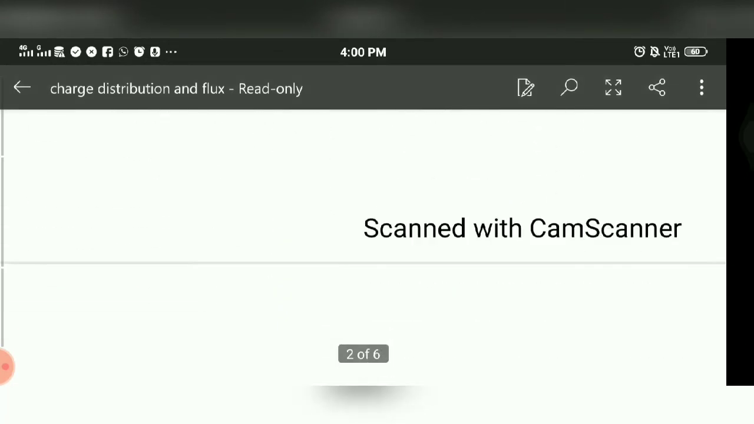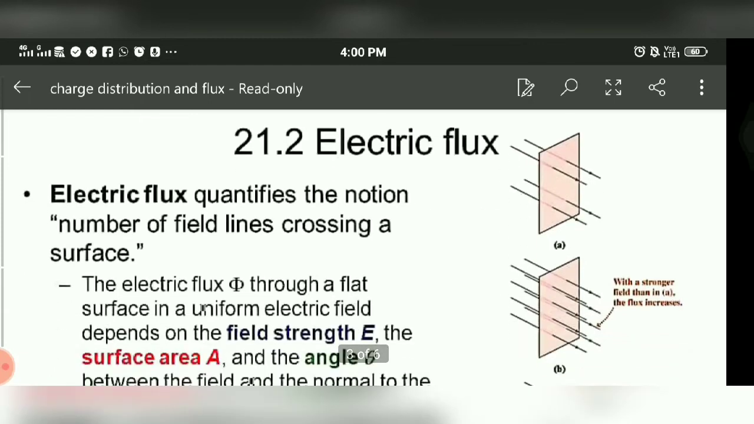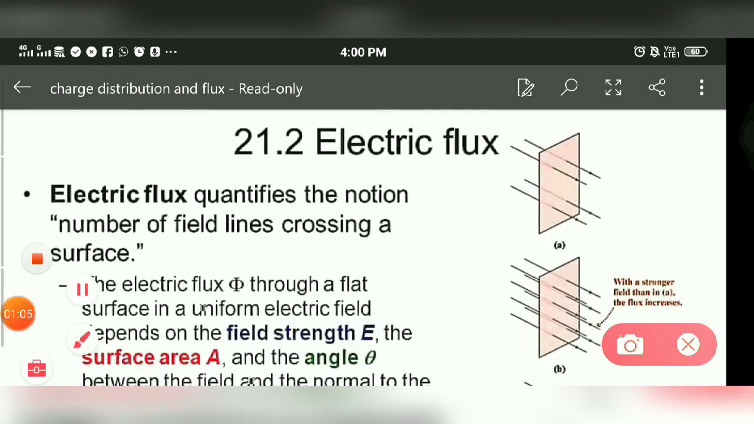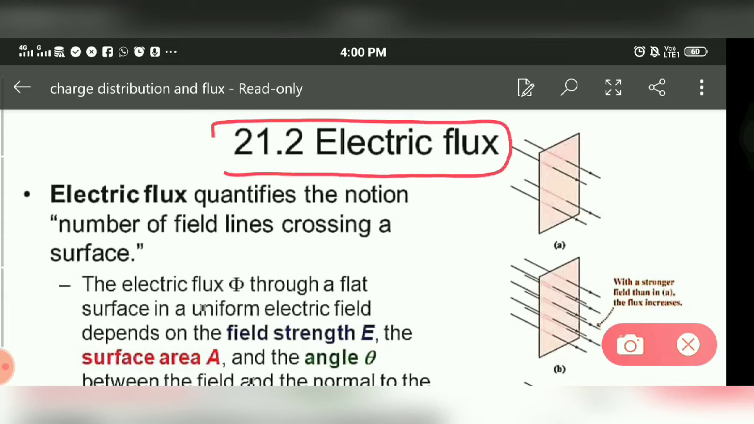So next is electric flux. Now I think you are clear with the topic of what is a point charge, a discrete system of charge, and a continuous system of charge, where a continuous system of charge is further divided into three parts: linear, surface, volumetric. Now the next topic is electric flux. What is electric flux?